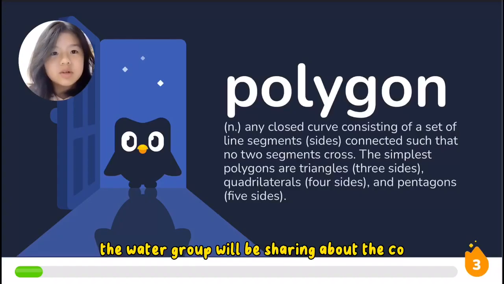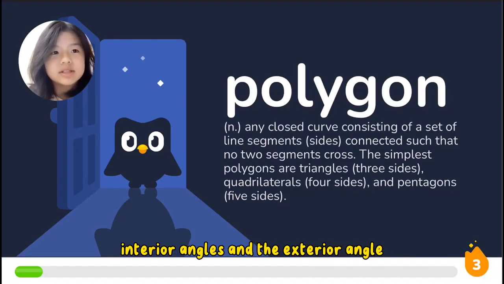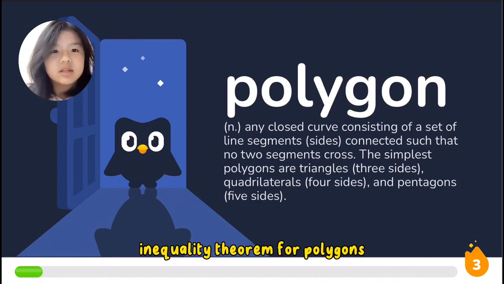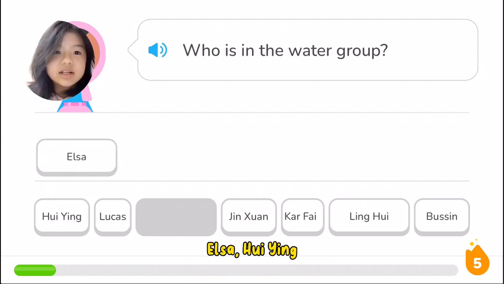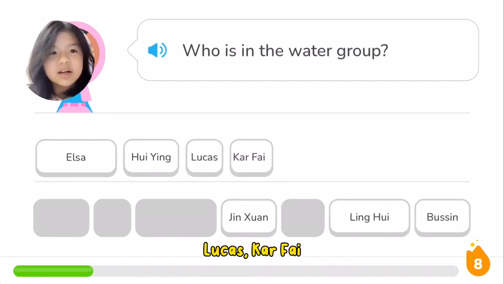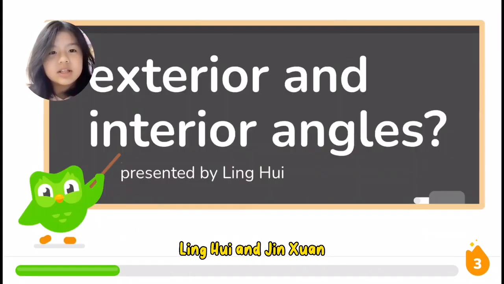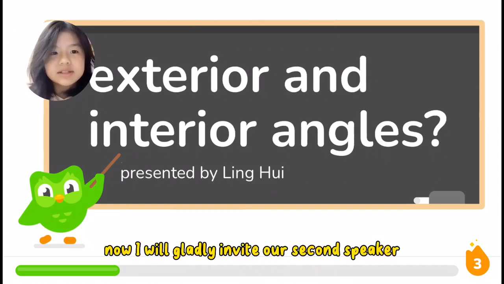We, the water group, will be sharing about the co-interior angles and the exterior angle inequalities given for polygons. Who is in the water group? Elsa, Hui, Lucas, Kafai, Linghui, and Jingshen. Now I will gladly invite our second speaker.